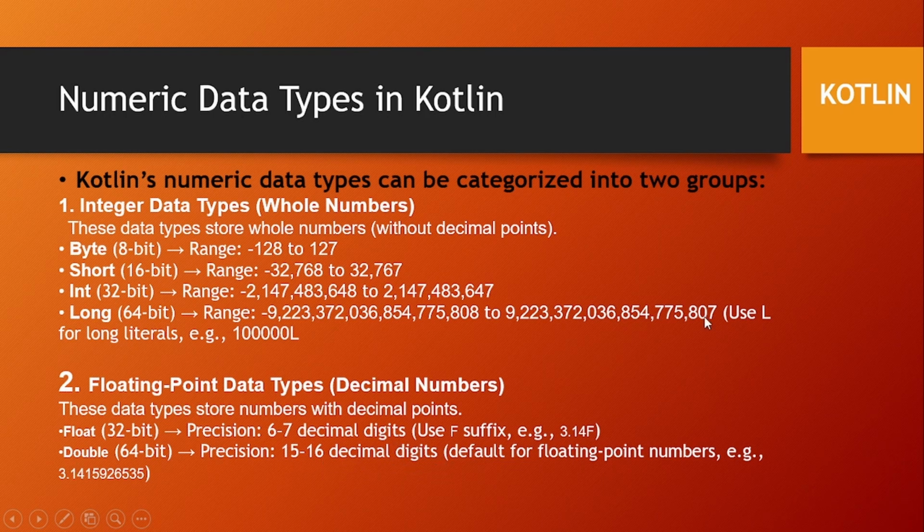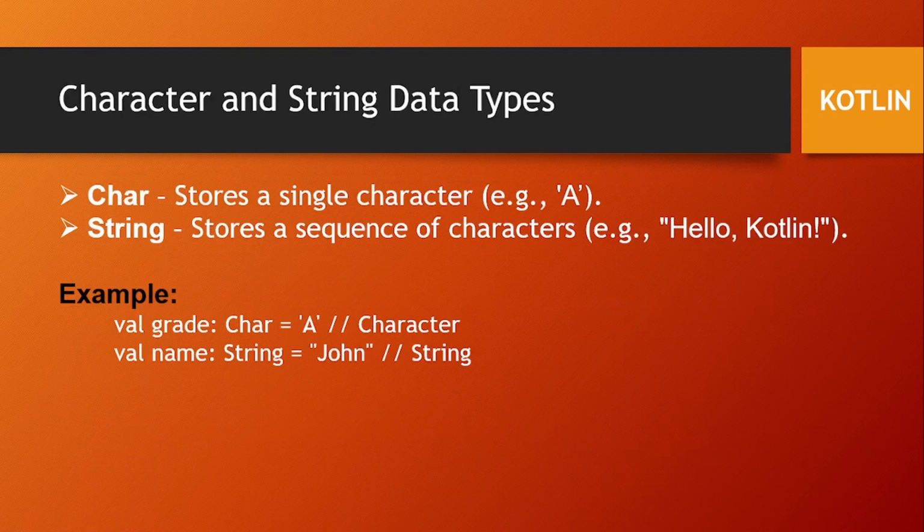Let's see the next types of data. The second and third data types are character and string data types. The keyword for character is char. It stores a single character, or we can say a symbol or alphabet, which will be stored in our memory. For a string, we have the String keyword, and it stores a sequence of characters, like sentences, names of places or people, or different symbols.